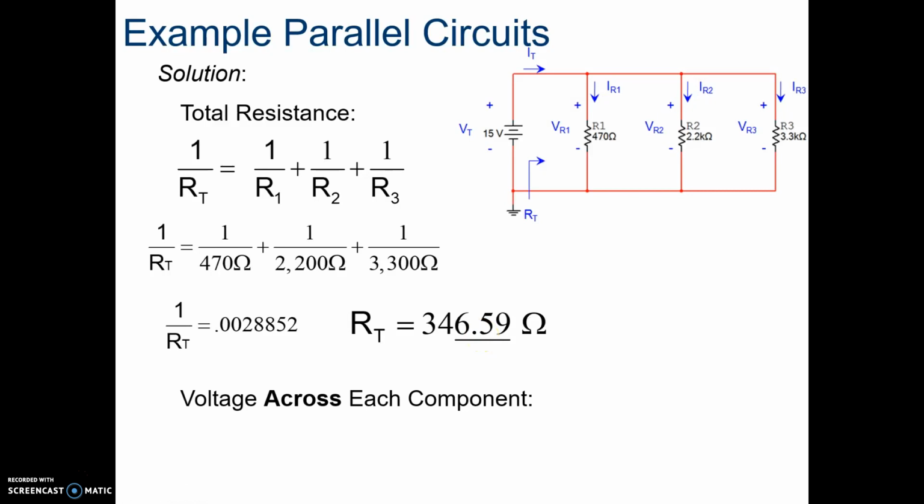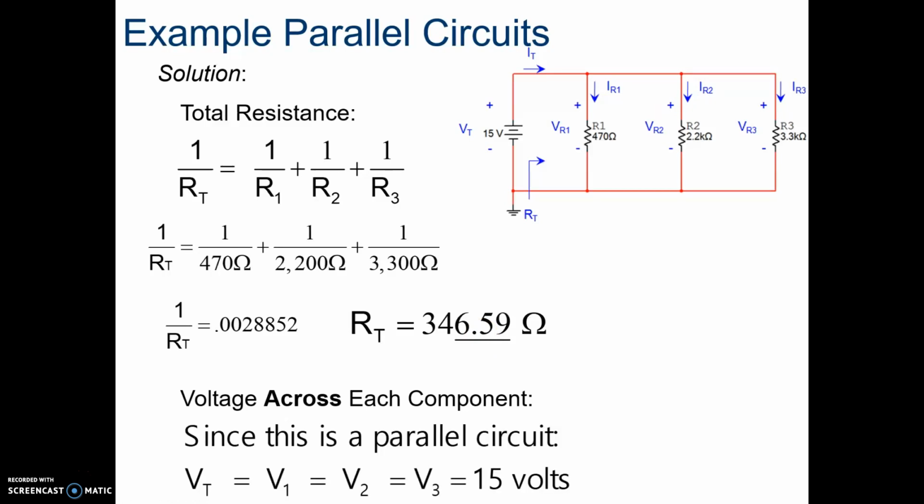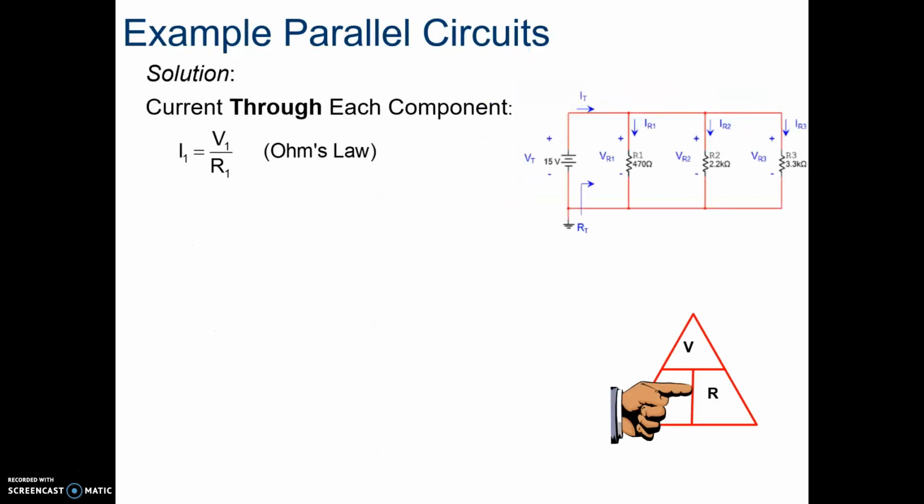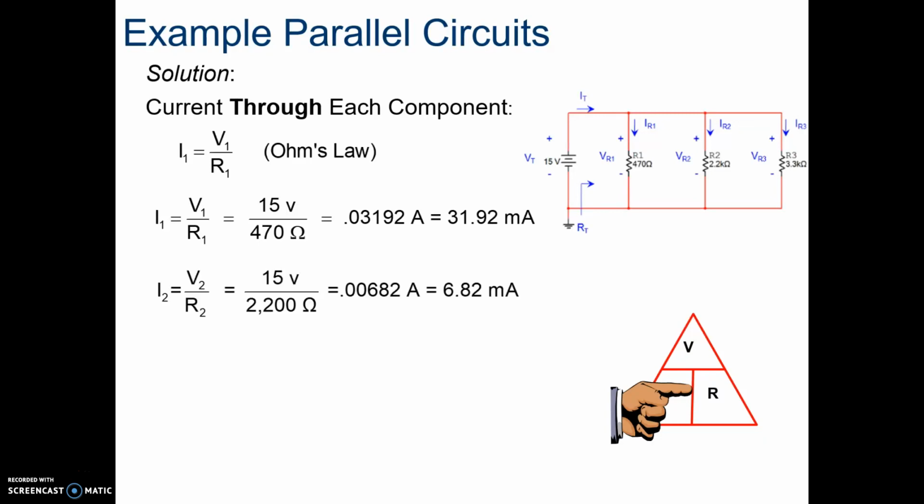The voltage across each component, well, that's easy. It's all 15 volts, so we're done there. The battery's 15 volts, everything is 15 volts. Current through each component, now we're going to look at that. We know I is V over R, so we take 15 volts, which is the same throughout, over each resistor's value. So 15 over 470 for R1 to find I1, we get 31.92 milliamps. Do the same thing for R2, 15 over 2200, we get 6.82 milliamps.